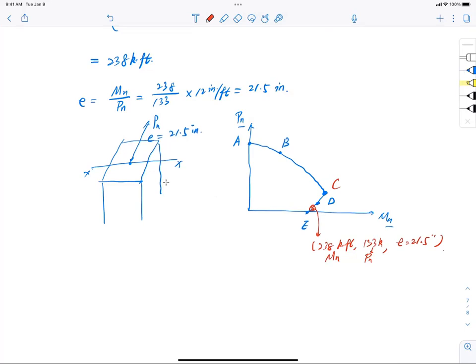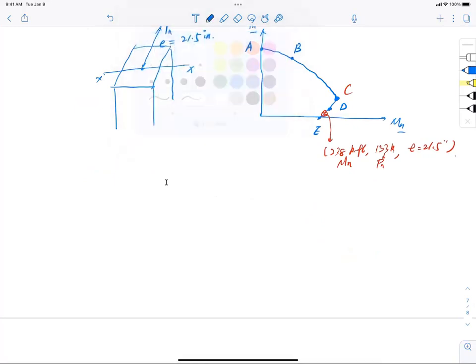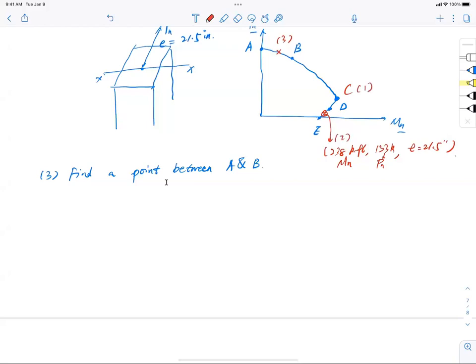Then you keep marching on. The next point is to find a point between A and B. So number 3, find a point between A and B. Like I said, today is pretty dry, it's just a lot of calculations. So between A and B, I'm trying to find a point here. I don't know exactly where it is, so let me just label it 3. If this is number 1 and this is number 2, this is number 3. I know it's going to be between A and B, so all I have to do is find out what condition describes this point.